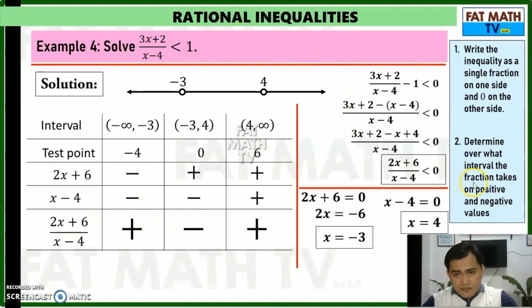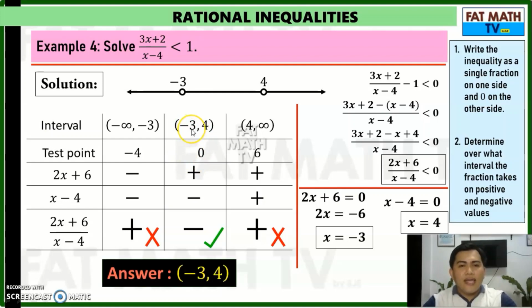So what will we choose? This says less than 0. When you say less than 0, that's negative. So you have to choose the negative one. Okay? So our answer will be this one. All numbers greater than -3 but less than 4 will satisfy the given inequality. Or in interval notation, that is written this way. All numbers greater than -3 but less than 4. Or on the number line, they are found between -3 and +4.